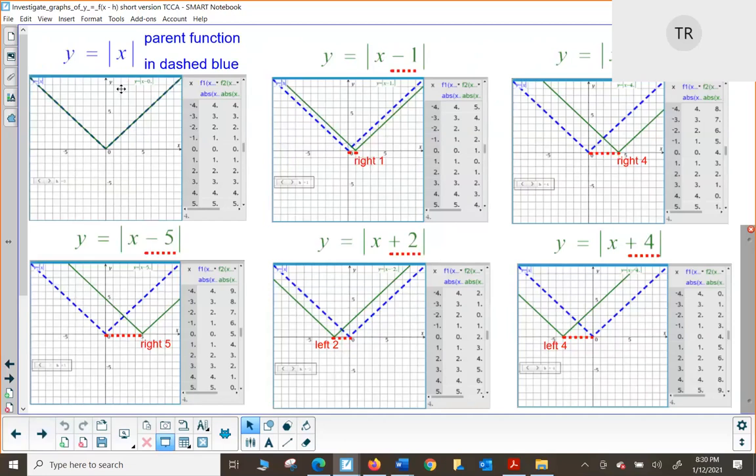So I graphed the absolute value function and showed its ordered pairs using Nspire, by the way, graph and table, and then graphed these transformations, okay? And I'm showing them what's going on. This one shifted from blue to green to the right one. This shifted to the right 4, right 5, left 2, left 4, okay?